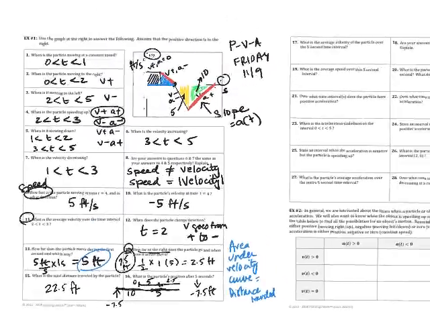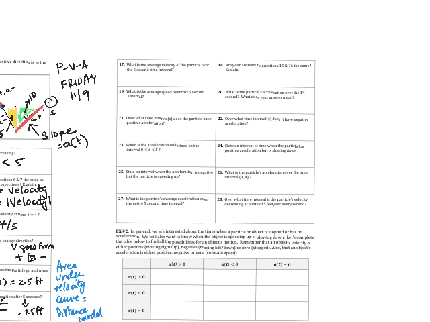Okay, number 17 now asks, what is the average velocity over the 5-second time interval? Well, that is just going to be the change in position, so delta S over delta T, which is going to be the final position minus the initial position over the change in time, which is 5 seconds, so that will be minus 1.5 feet per second is the average velocity.